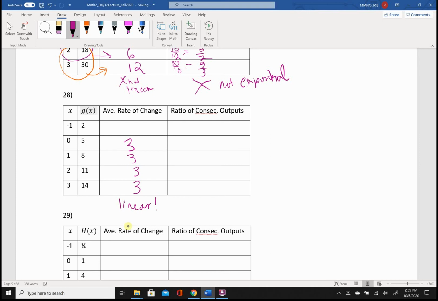If you wanted to fill out the ratio of consecutive outputs, it'd be 5 over 2 here, 8 over 5 there, 11 over 8 there, 14 over 11 here. Whatevs. We don't really care about this because we already determined that this was linear since those are all constant in this average rate of change column.